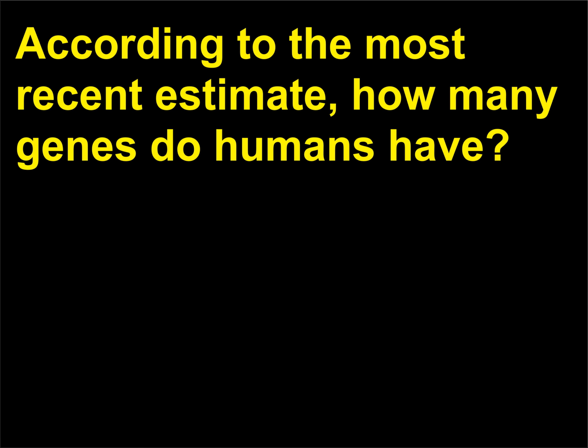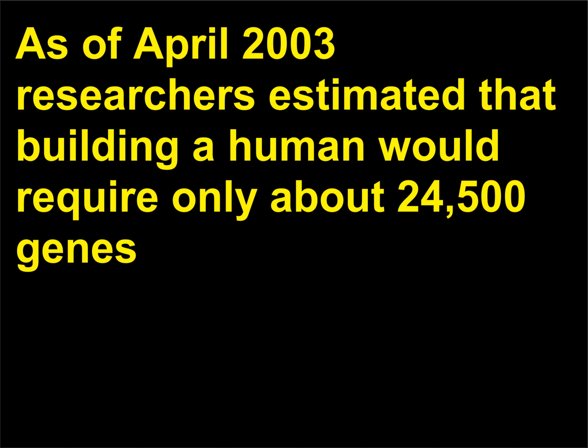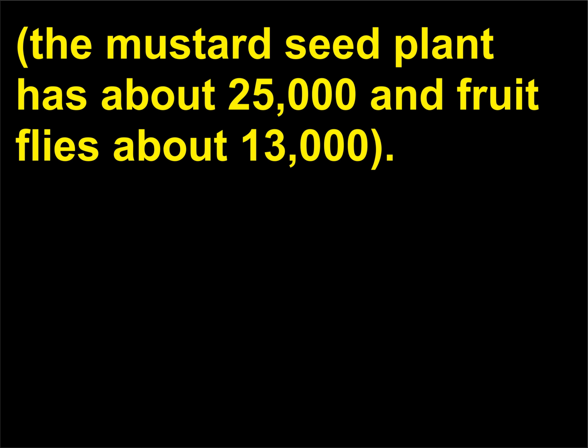According to the most recent estimate, how many genes do humans have? As of April 2003, researchers estimated that building a human would require only about 24,500 genes. The mustard seed plant has about 25,000 and fruit flies about 13,000.